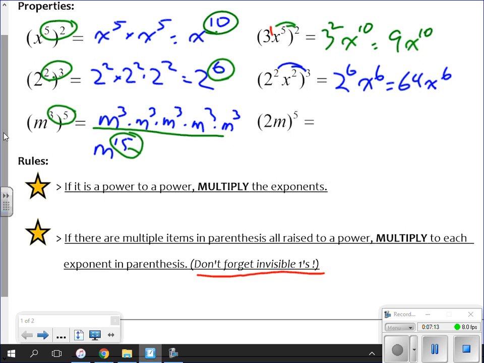What is my current exponent on the 2? So 1. What's my current exponent on the m? 1. So I have a 1 here and a 1 here, and once again, we don't write 1s for exponents. We don't write 1s in front because it doesn't really make any difference. So what do we do? We multiply those 1s times 5, so I get 2 to the 5th, m to the 5th.